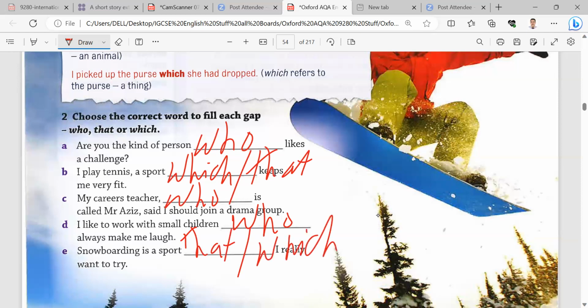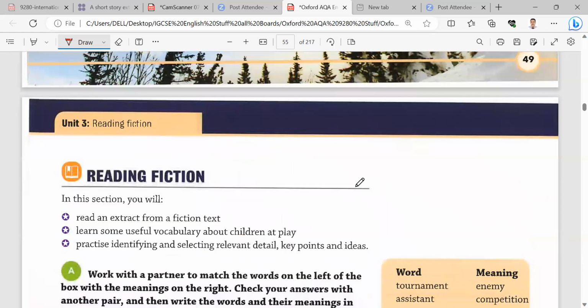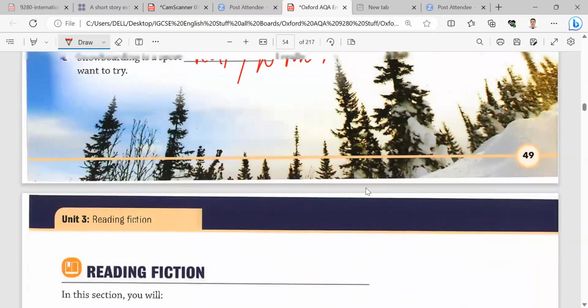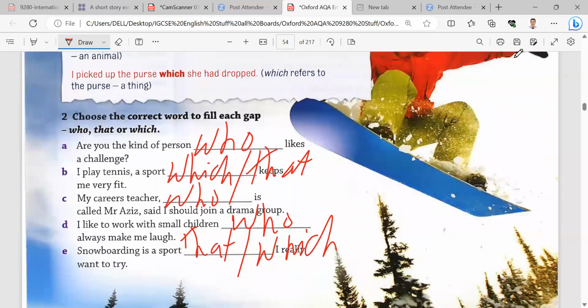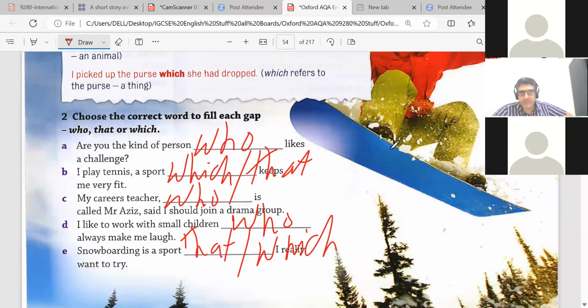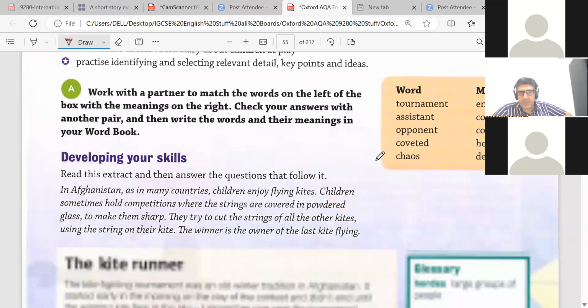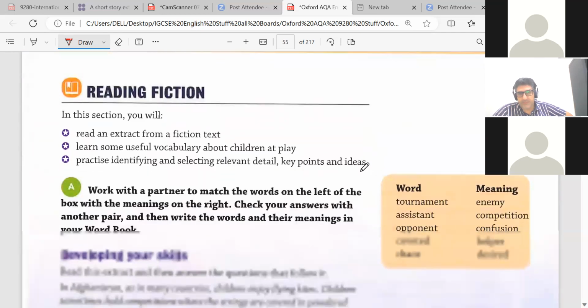Is today only grammar focus? No, this is the last part. As I told you, we have grammar. We already finished the grammar focus. And now we should start reading, then writing. So what did you learn in the grammar focus? You revised what? The pronouns, okay, personal pronouns, relative pronouns. Okay, now let's start reading fiction.